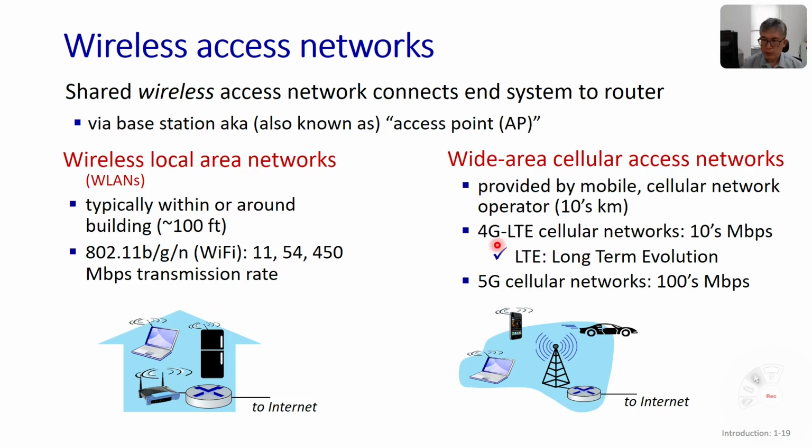On the other hand, 4G LTE is 10 Mbps. LTE stands for long-term evolution for 4G, the fourth generation for the 3GPP network. And 5G cellular networks are usually 100 Mbps, 10 times that of 4G LTE.